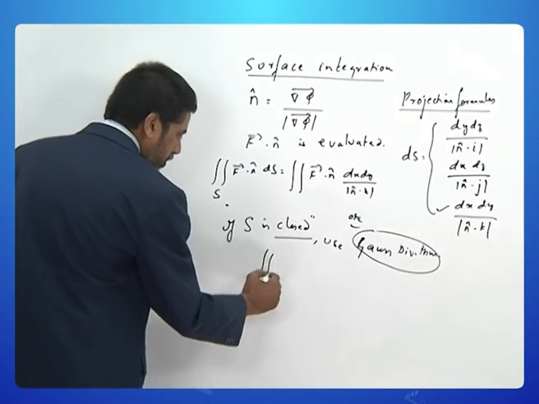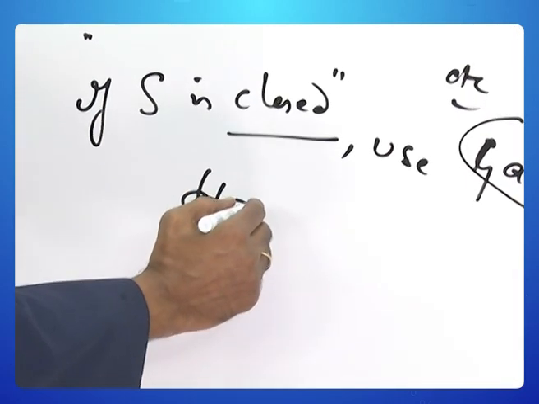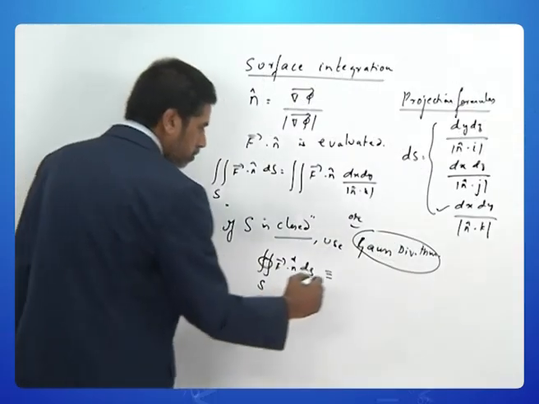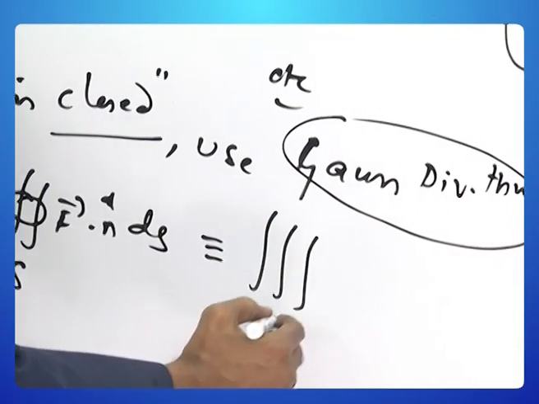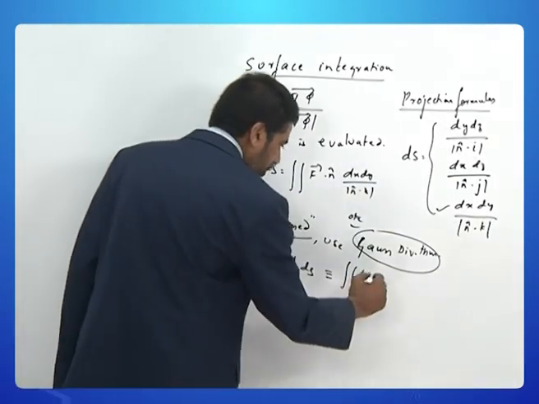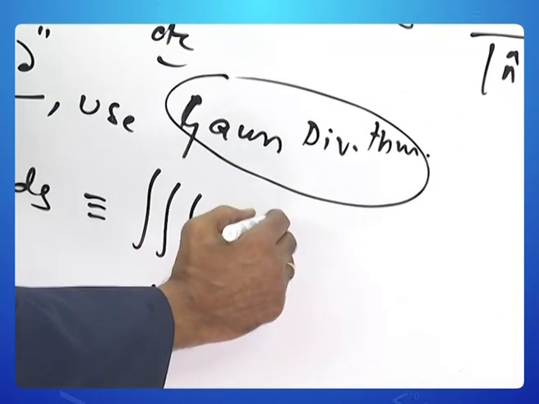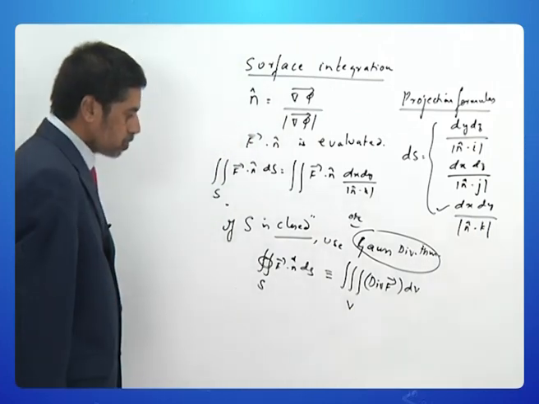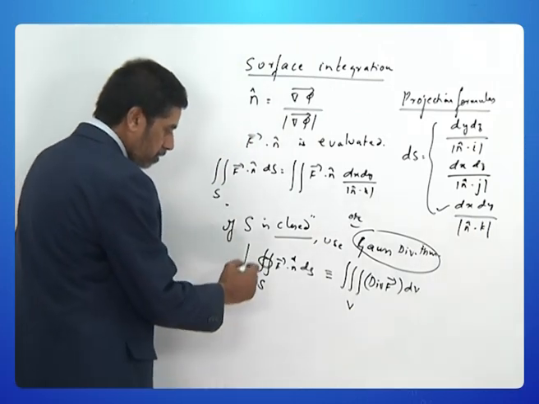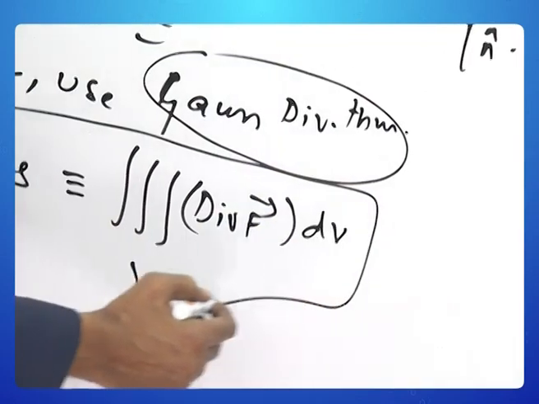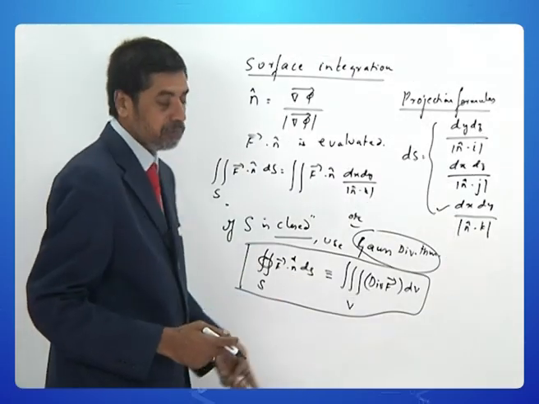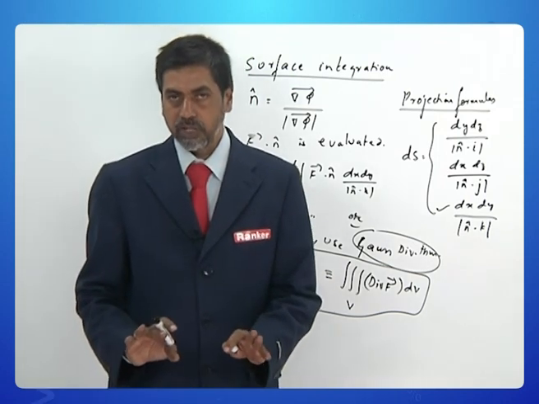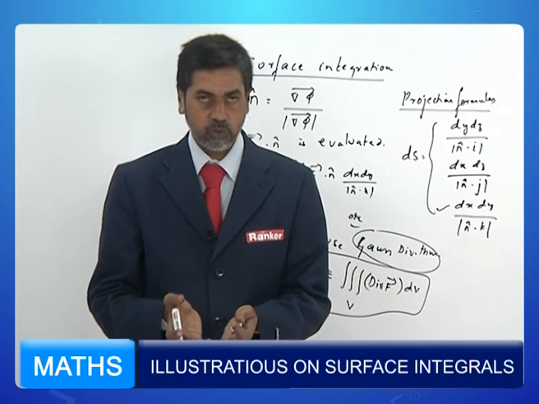It says a closed surface integral of f dot n cap ds is identically equal to the volume integral of the divergence of f dv. So, we will be mostly focusing on problems where the use of the divergence theorem may become important. Of course, once again, if you have to use the divergence theorem, make sure the surface is a closed surface.